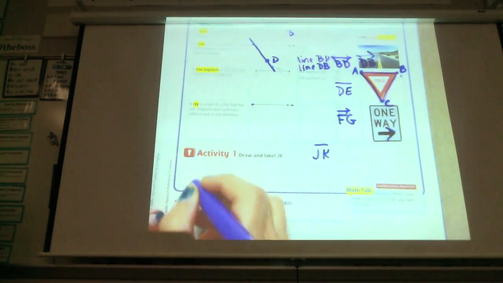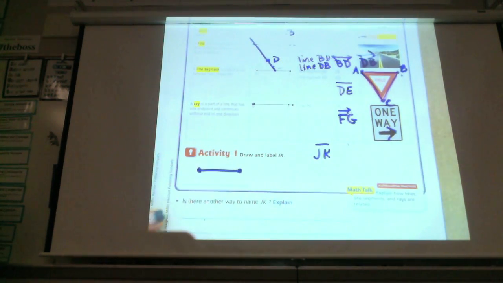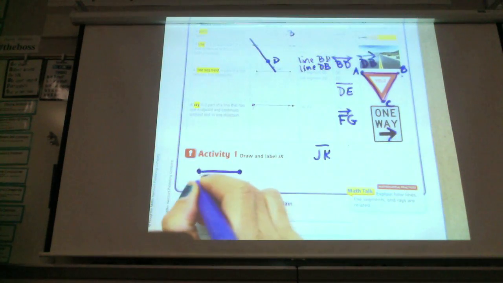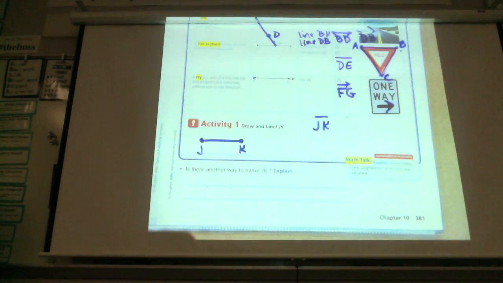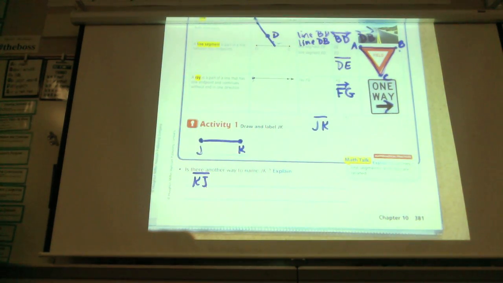Okay, so I'm going to draw a line segment, and to show that I know that it's a segment, I'm going to put some nice little dots, and I'm going to call those dots JK. Is there another way to name line segment JK and explain it in your own words? Who would like to share what they wrote? Malia. Lydia. Okay. So there is another way to write segment JK, and that's to write it as segment KJ. It means the same thing because there's no specific starting and ending point, so it doesn't matter.